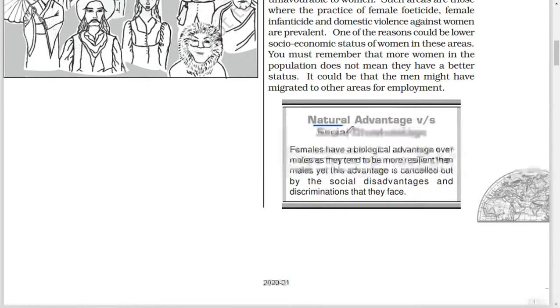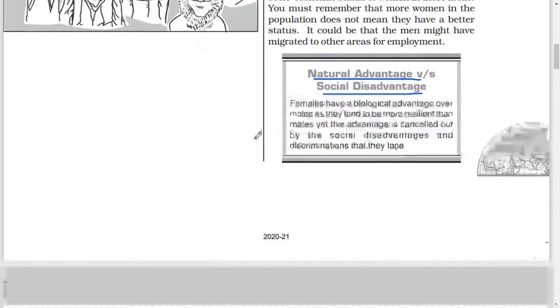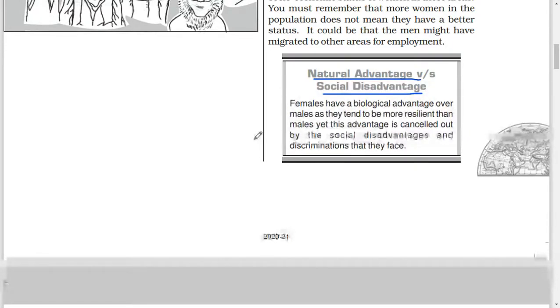Natural advantage versus social disadvantage. Females have a biological advantage over males as they tend to be more resilient than males, yet this advantage is cancelled out by the social disadvantages or discriminations that they face.